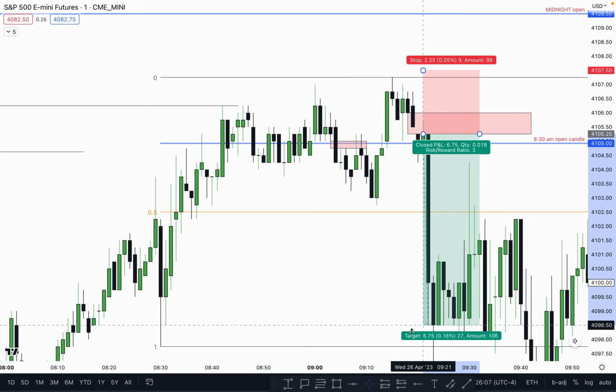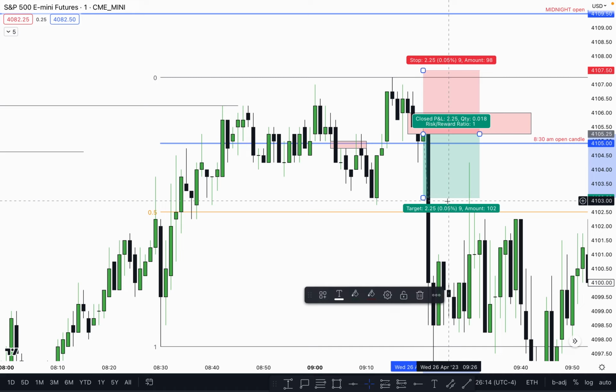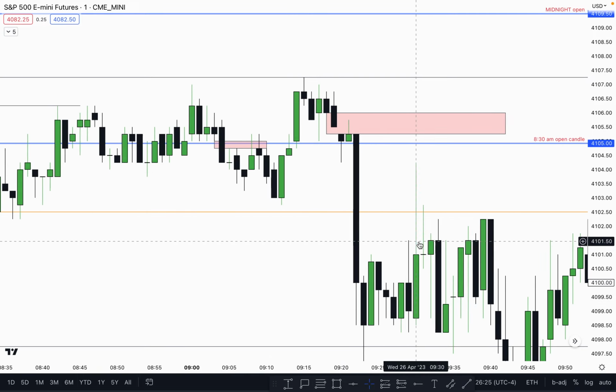Well, technically, I didn't target anything, but you could target this, any swing low. You can target this. You can target this. But this happened so fast. The price went down. I exited my trade somewhere around here because it was so fast.